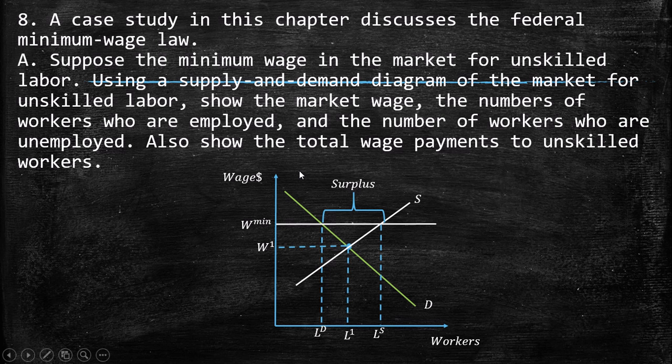So the question was, we already have the market wage, the number of workers who are employed is LD, and the number of workers who are unemployed is LS minus LD. Also show the total wage payment to unskilled workers. So the total payment is W minimum times LD. This is going to be the rectangle. This is going to be the total payment.